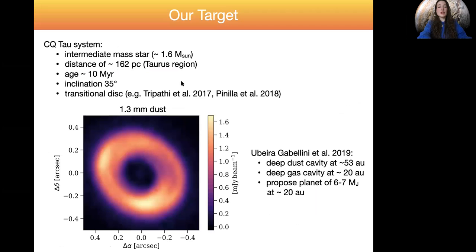Here I will present data from the CQ-Tau system. This includes an intermediate mass star located at a distance of about 162 parsecs. The system is about 10 million years old and shows an inclination of 35 degrees. The star was found to be surrounded by a very massive transitional disk that is imaged here in the 1.3 millimeter dust. Here the authors found a deep dust cavity at 53 AU and a deep gas cavity at 20 AU, and they proposed a massive planet inside of 20 AU to account for this structure.